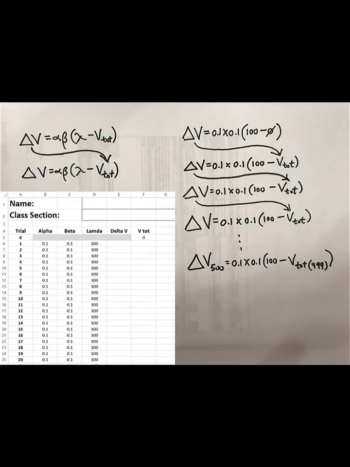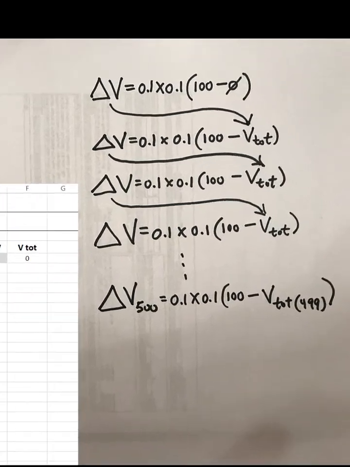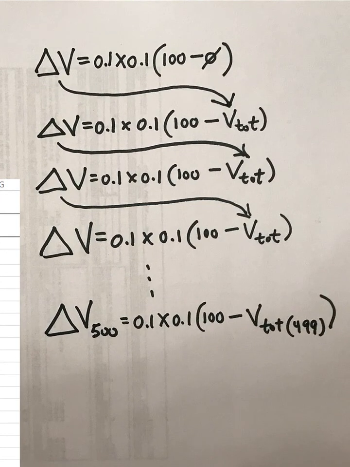If we move over to this version, in which some of the actual numbers from the Excel file are plugged in, delta V is equal to 0.1 times 0.1, those are the values of alpha and beta, times the difference of 100, lambda is set at 100, minus 0. In the written instructions, the value of VTotal starts at 0 and then proceeds to increase after that point.